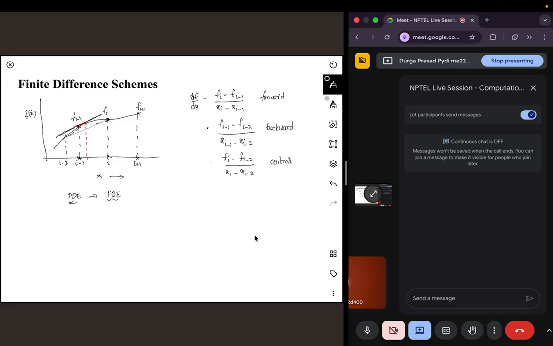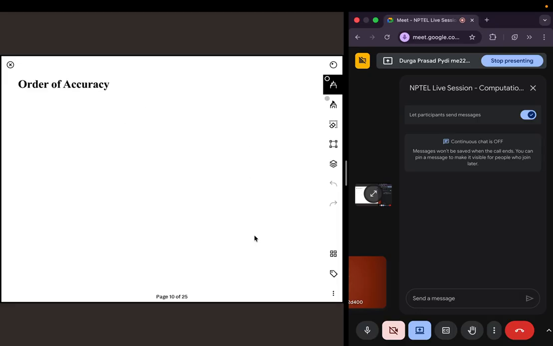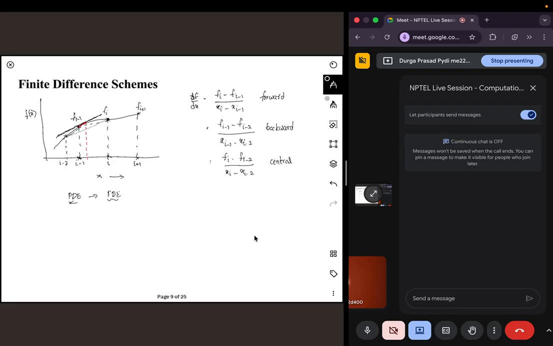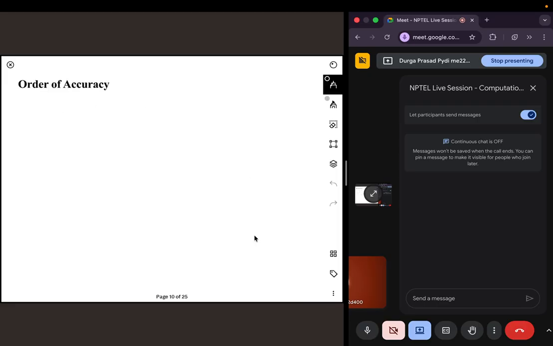That is the whole point of this particular week of lectures. Now as we said, there are multiple ways in which I can discretize the same function. So how do we differentiate between each of these different schemes? There comes the definition of an order of accuracy.